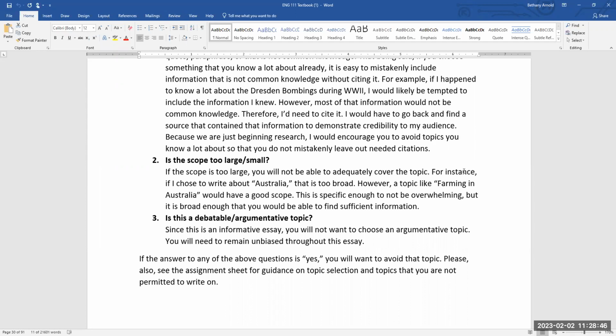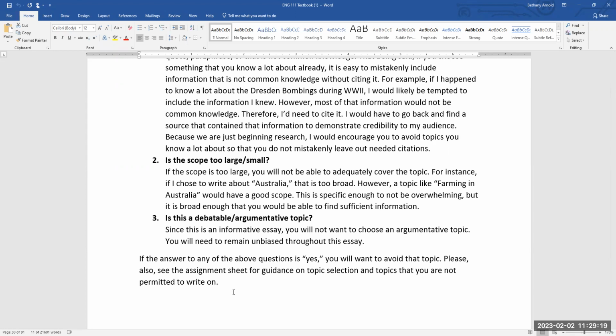The last one is, is it a debatable or argumentative topic? Again, the purpose of a report is to inform. So if your topic is debatable, or if it could become debatable or argumentative, that's something you want to avoid, because that would best suit an argumentative style of essay. As it notes, if the answer to any of the above questions is yes, I would recommend avoiding that topic. Now, you can always email me in advance if you want approval or if you have a question about whether something would be good.